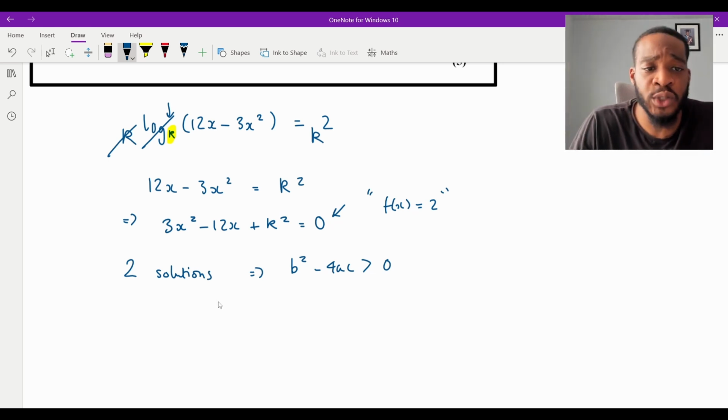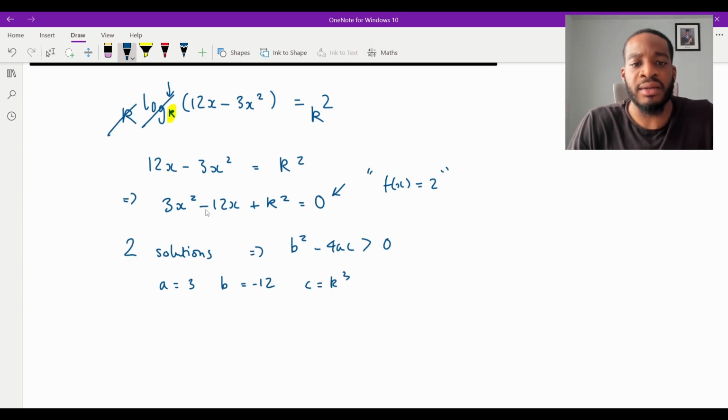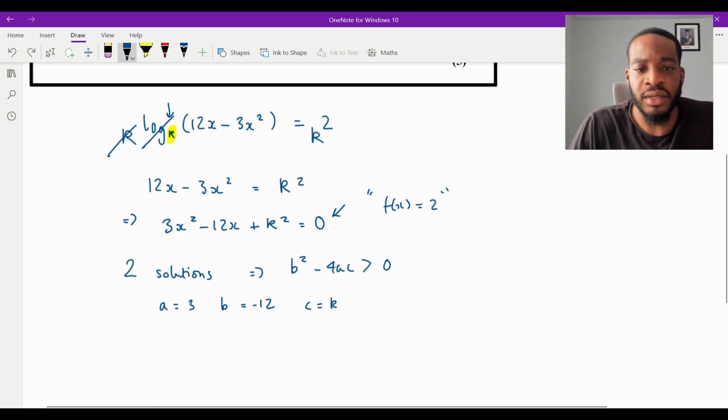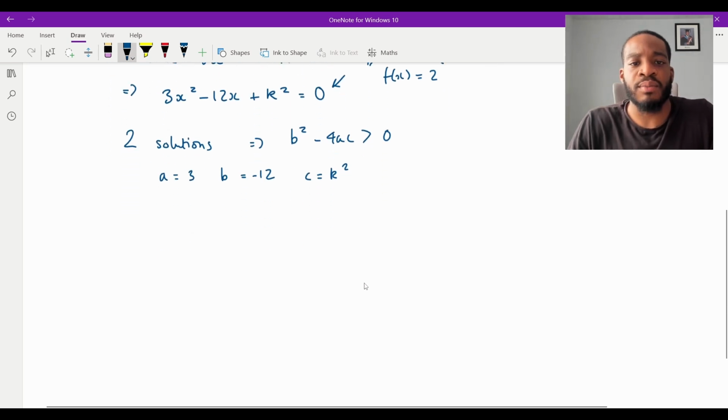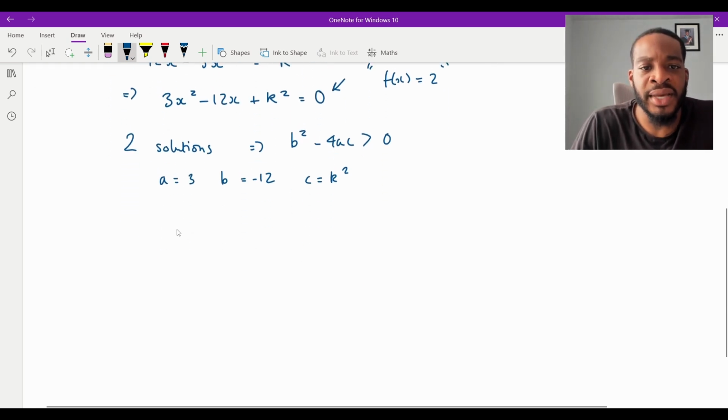and then solve it, right? So a is going to equal 3, b is going to equal minus 12, and c is going to equal k squared. Sorry, that looks like a cube, doesn't it? k squared. So that would mean b squared is going to be minus 12 squared, take away 4 lots of a, which is 3, times c, which is k squared. And then this must be greater than 0, isn't it?